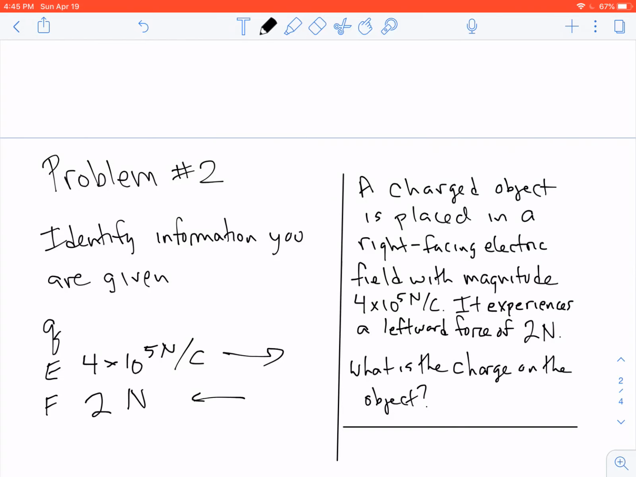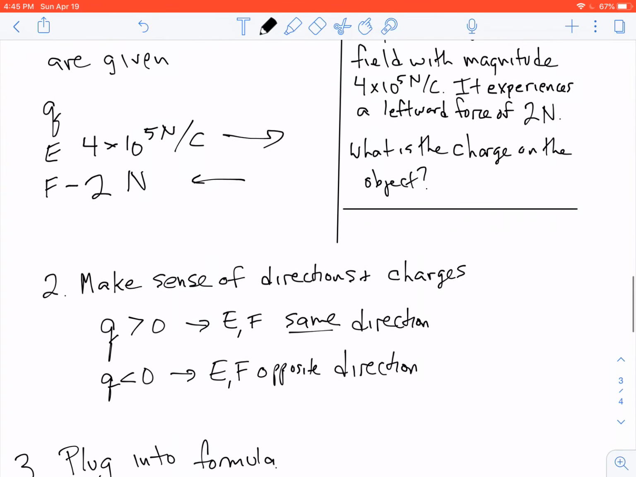For consistency, it's a good idea to treat the vectors and their signs the way that we did when we were talking about vectors. To the right is positive, and to the left we call negative. This helps to keep things organized. You can do this in your head, but it's not quite as simple.